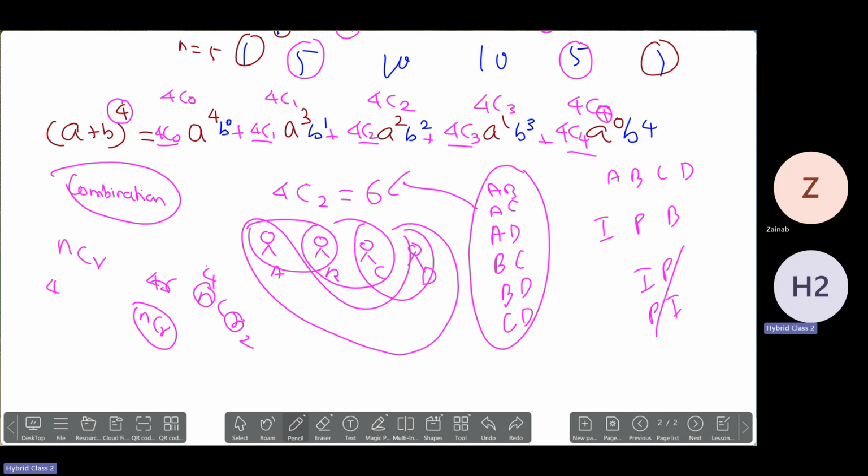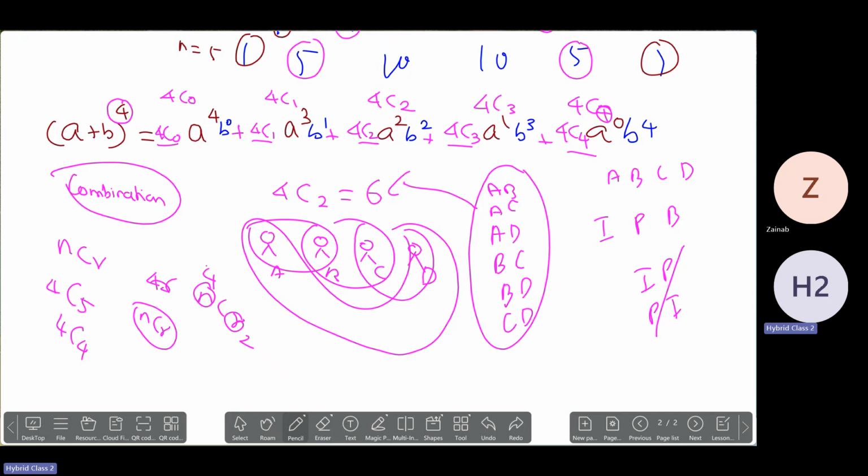For example, if I write 4C5 and try in a calculator, you get a math error. Why? Only 4 are available. How can we choose 5 from 4? That is not possible. It cannot exceed 4. 4C4 is 1. Why? All 4 are taken, so only one option. 4C0 means we are not choosing anyone, so that is also only one option.